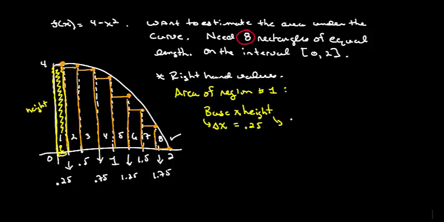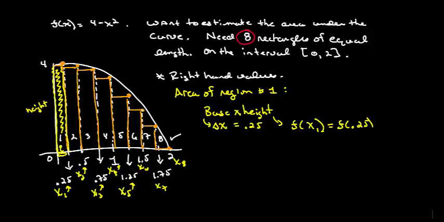Now the height is the function evaluated at, well, let's call this first guy x1 (0.25), the second guy x2 (0.5), and so on and so forth. So we're just calling them different x values. You can call them anything you want, A, B, C, D, Henry, George, Bob, it doesn't matter. So f at x1 is the function evaluated at 0.25. That's the right-hand value of the interval 0 to 0.25.